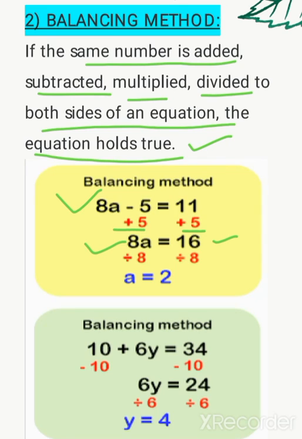But we are supposed to find the value of a. So in the left hand side only a must be there. So for cancelling out 8 we must divide it by 8. So we can divide 8 on both the sides of this equation. So 8a divided by 8 will give us a, and 16 divided by 8 will give us 2. That means the value of a is equals to 2. That means our linear equation 8a minus 5 is equals to 11 has the solution a is equals to 2. This is the balancing method in which we add, subtract, divide and multiply the same number on both the sides of an equation. Let us talk about one more example for better understanding.